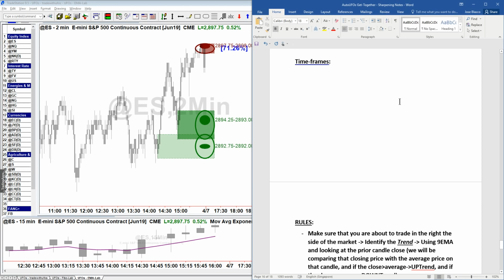So for the time frames, we're going to use two, okay? We are going to use two time frames. You could use one only. You could use ten. But what's the problem if you use ten? If you use ten, it gets too complicated and too tedious. If you use one, it's okay.